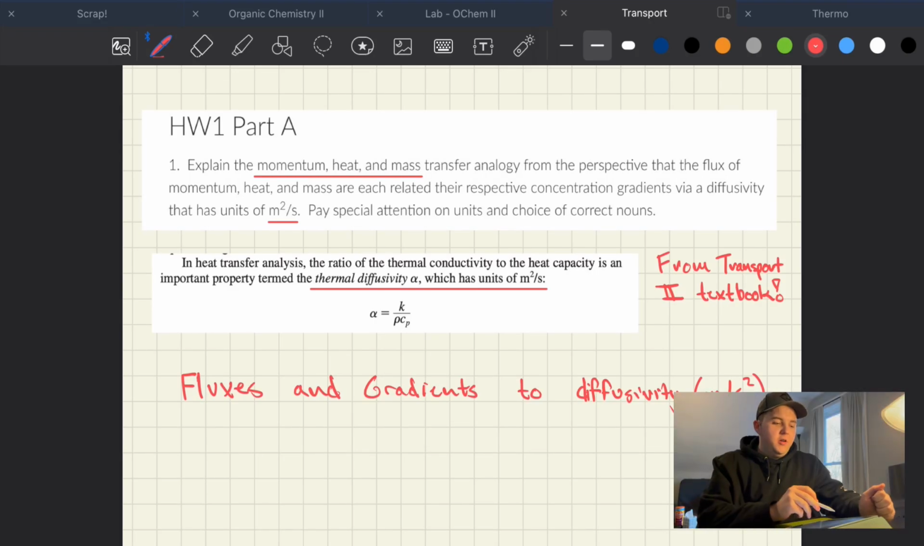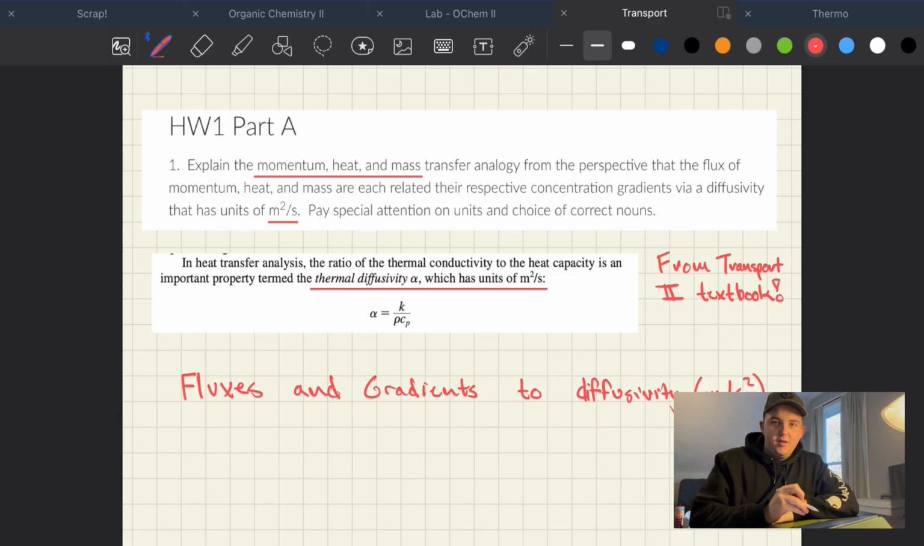Okay, so the question we were asked in class for homework 1 part A was: explain the momentum, heat, and mass transfer analogy from the perspective that the flux of momentum, heat, and mass are each related to their respective concentration gradients via a diffusivity that has units of meters squared per second.